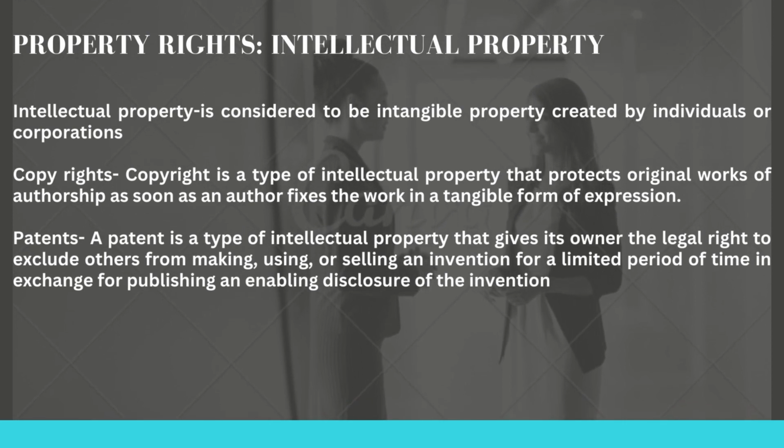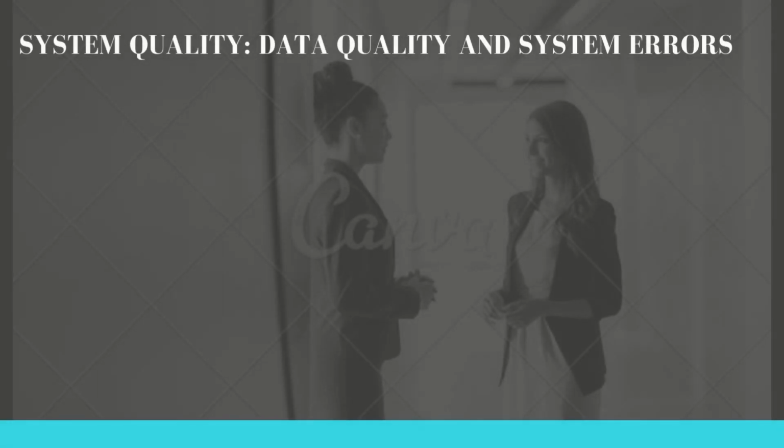Next, the property rights or the intellectual property. When we talk about intellectual property, it is considered to be intangible property created by individuals or corporations. Copyrights. Copyright is a type of intellectual property that protects original works of authorship as soon as an author fixes the work in a tangible form of expression. Patents. A patent is a type of intellectual property that gives its owner the legal rights to exclude others from making, using, or selling an invention for a limited period of time in exchange for publishing and enabling disclosure of the invention.